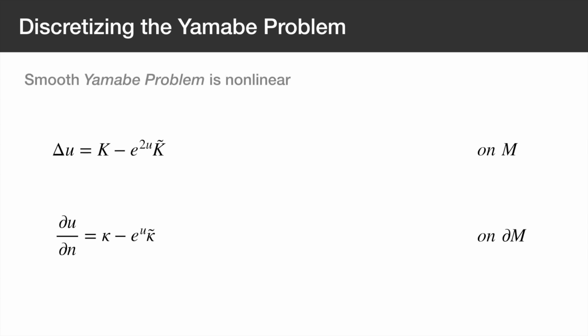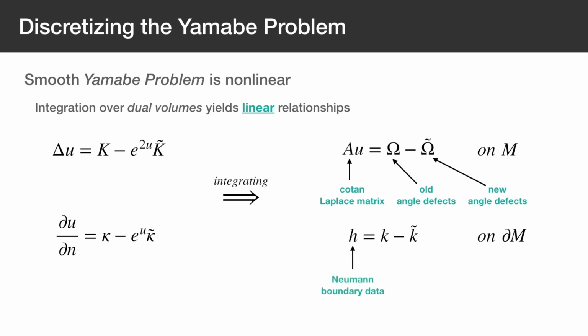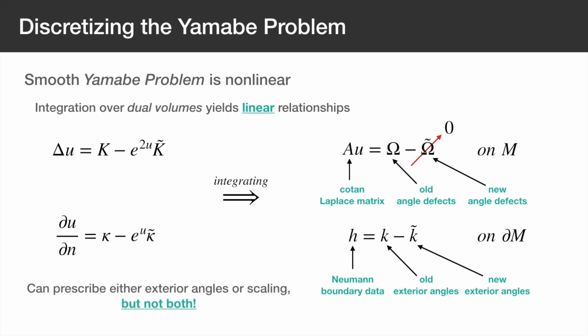The first thing to notice about the smooth Yamabe problem is that it's nonlinear. So, to avoid solving this difficult problem directly, we instead integrate these equations over their dual volumes to get linear relationships. Here, A is just a standard cotangent Laplace matrix, omegas represent the source and target angle defects, H is the discrete Neumann boundary data, and K's are the source and target exterior angles along the boundary. Since we're flattening, we can set the target angle defects to 0. As in the smooth case, we prescribe either exterior angles or scale factors along the boundary, but not both.